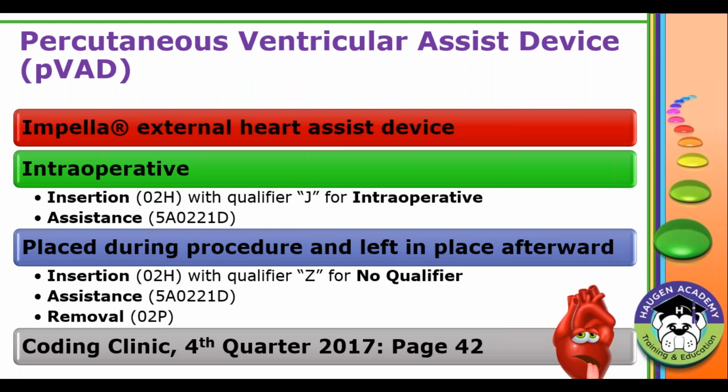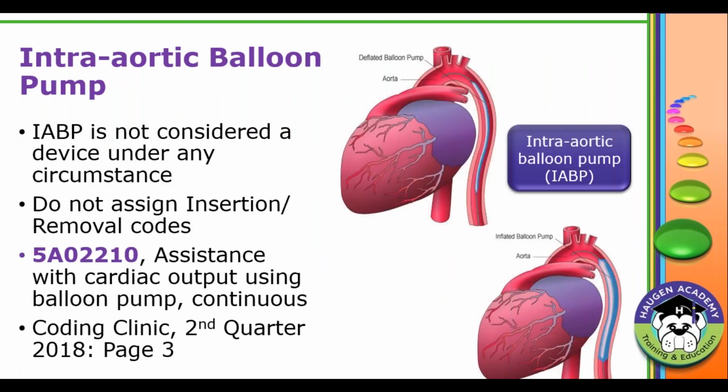There have been, like I said, long articles printed in Coding Clinic on how do you code this for insertion and removal. What if it's left in place after the procedure? And they say that if it's put in during the procedure and left after the procedure, you no longer use the intraoperative qualifier, and then you're also going to add a code for the removal of that device in addition to using the assistance code. This is a major summary of a lot of information with examples from Coding Clinic, and I would refer you back to fourth quarter of 2017 where they really discussed this in great detail if you are seeing the Impella.